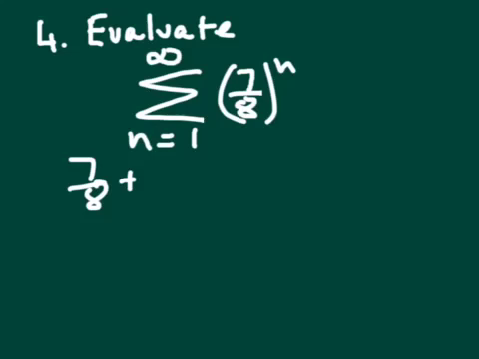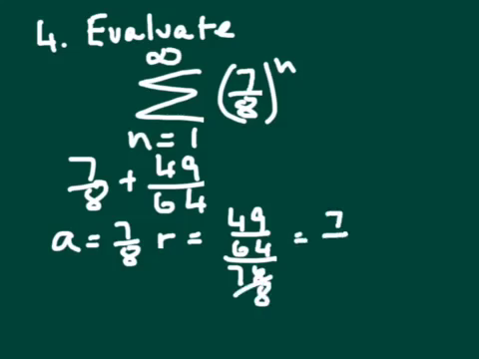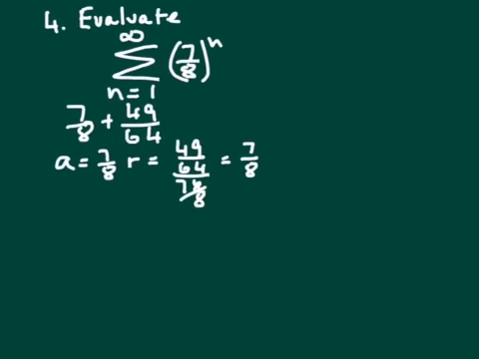So 7 squared is equal to 49, and 8 squared is equal to 64. So it turns out that A is equal to 7/8 and R is equal to 49 on 64 divided by 7/8, and that's going to equal, in fact, 7/8. Now you could probably see that back up here anyway. To get from there to there, you're going to multiply by 7 over 8, aren't you? So let's get rid of that and solve this.